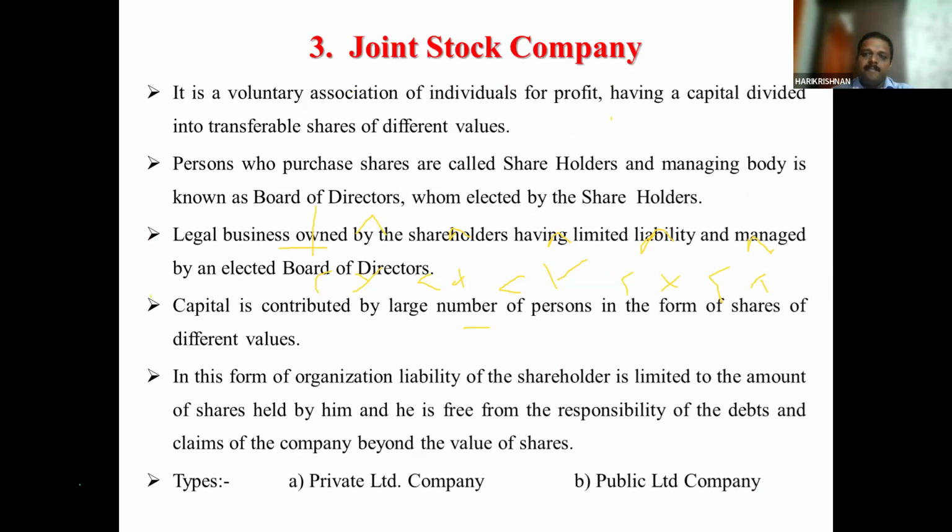Okay. So this capital will be contributed by a large number of people. So many news channels, so many private limited companies, etc. come under joint stock company. There can be private limited company and public limited company. You see that so many banks issue bonds for the public to purchase. So when the people purchase that, it comes under joint stock company. Okay.